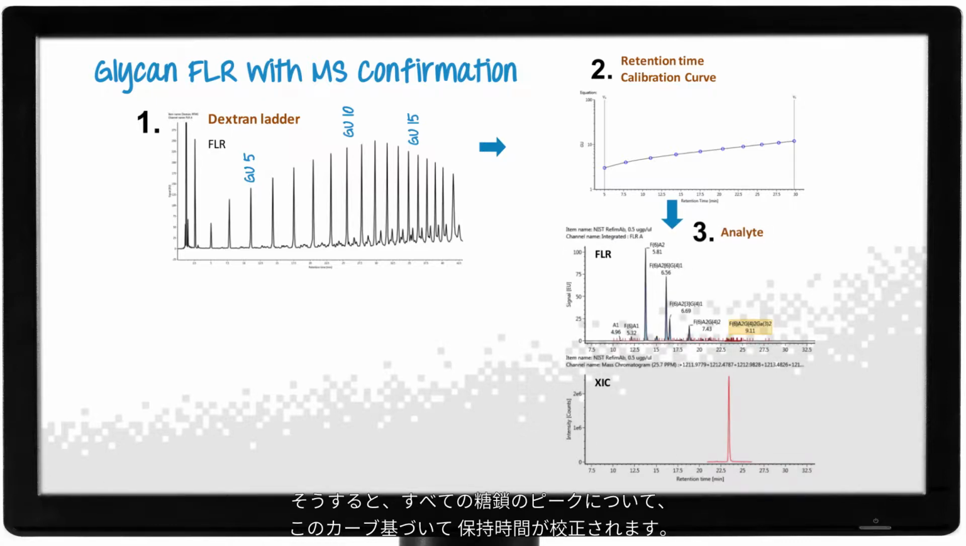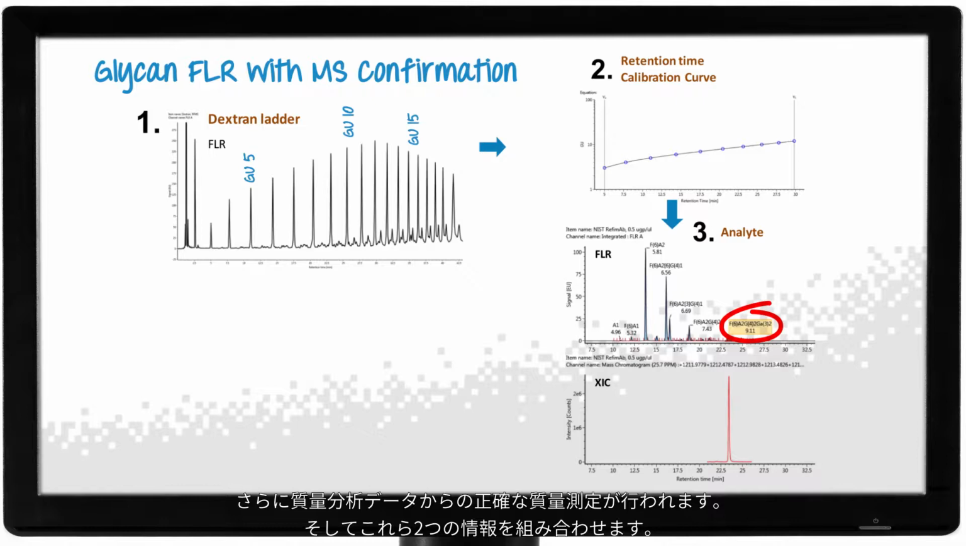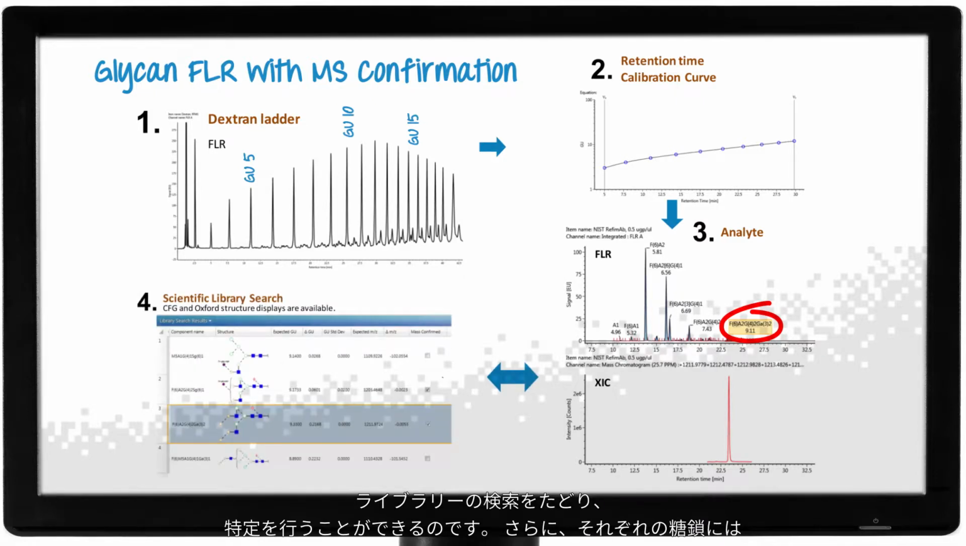So every single glycan peak will have a calibrated retention time based on this curve and an accurate mass measurement from the mass spectrometry data. And then you can combine those two pieces of information, follow on with a scientific library search to get the identification assignment. And in addition, each glycan will get a quantitative value from the fluorescent signal as well.